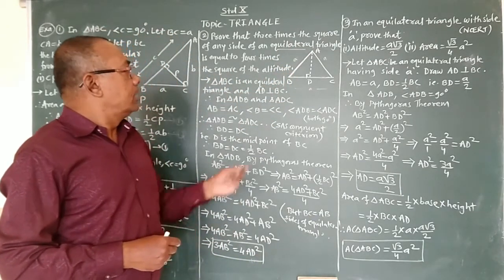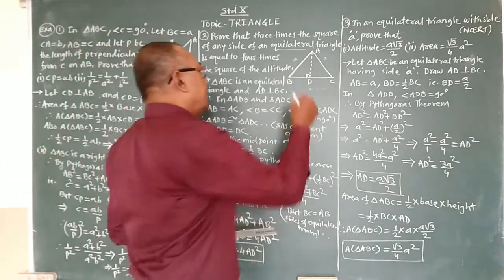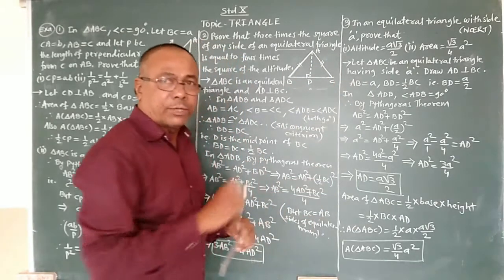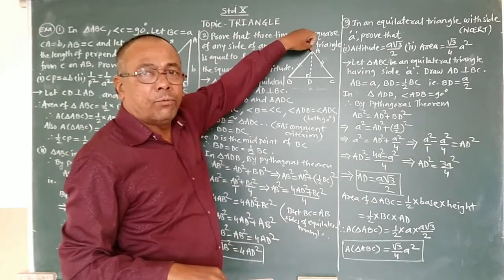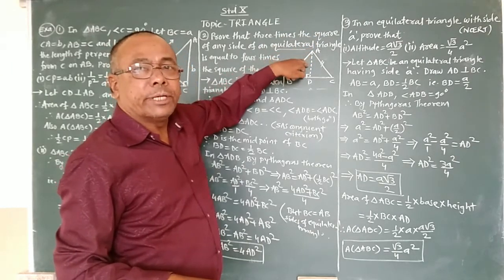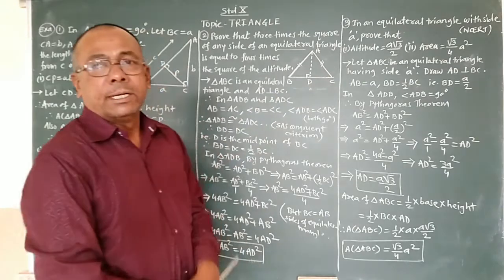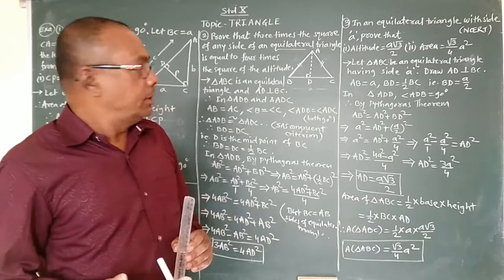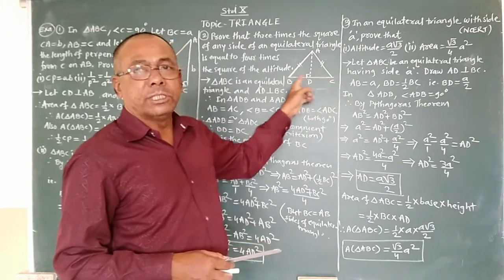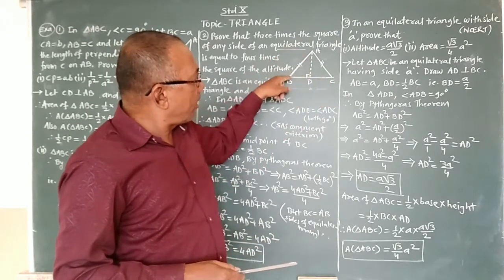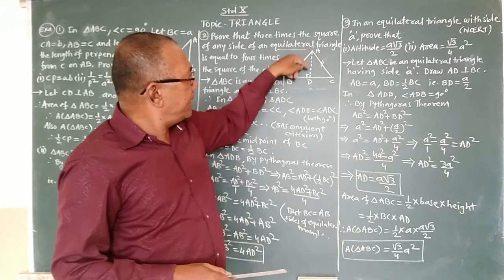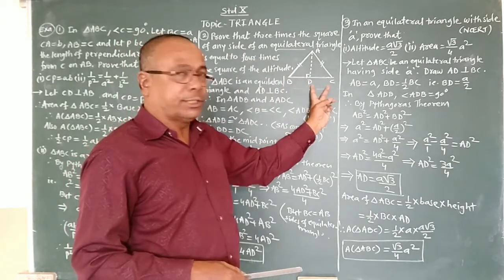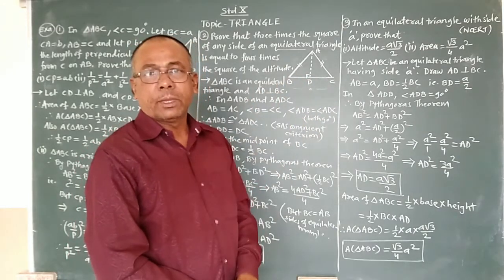And now here ABC is an equilateral triangle, means AB equal to AC equal to BC, means all the three sides are equal, and from the vertex A, the altitude AD is drawn, which intersects side BC in a point D. Now we know that the altitude is the bisector of the opposite side, means D is the midpoint of BC, and therefore BD equal to DC, or BD is equal to 1/2 BC.